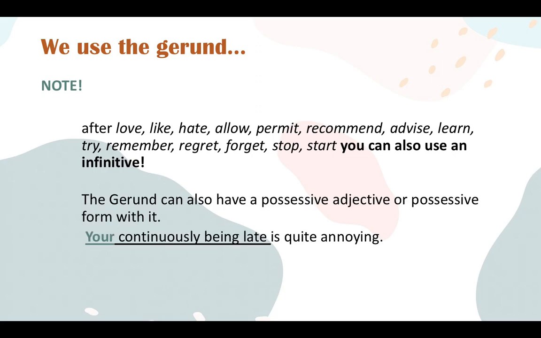Another remark, since the gerund is actually a noun, you can also combine it with a possessive adjective or another possessive form. For example, in "your continuously being late," you have used the possessive adjective "your" to say that the being late actually belongs to you. You can use a possessive form because actually, as I've said before, your gerund functions as a noun.